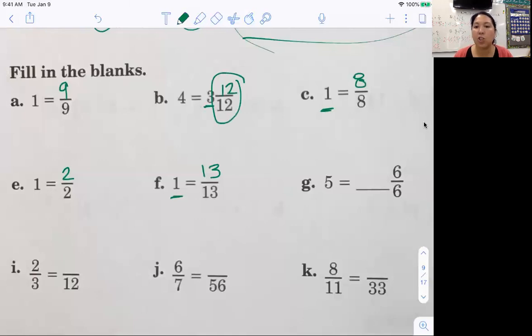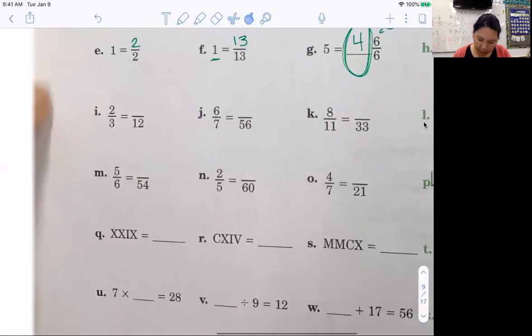Let's look at G. 6 over 6 equals 5. So we have to put something here. What plus 6 over 6 will get me 5? Well, 6 over 6 really means 1, right? So 1 plus what makes 5? 1 plus 4. So 5 equals 4 and 6 over 6. I guess this is a little tricky when you look at it, huh, guys? All right.